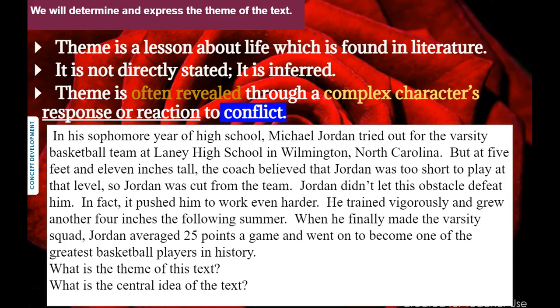It is not directly stated, it is inferred. Yes, the theme is inferred. We have to figure it out. We're making an inference. We're drawing a logical assumption using what is there in the text. A theme is oftentimes revealed through a complex character's response and reaction to conflict. Make sure you circle complex character. Make sure you circle response or reactions, and then put a box around the word conflict.